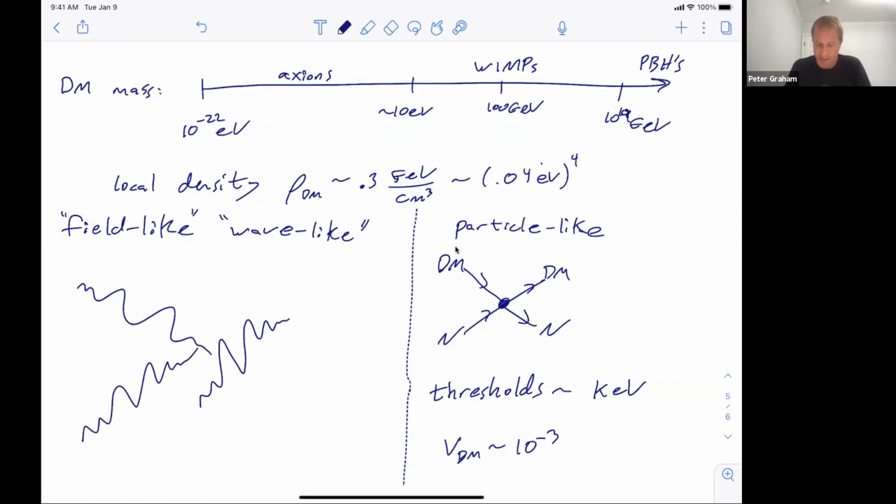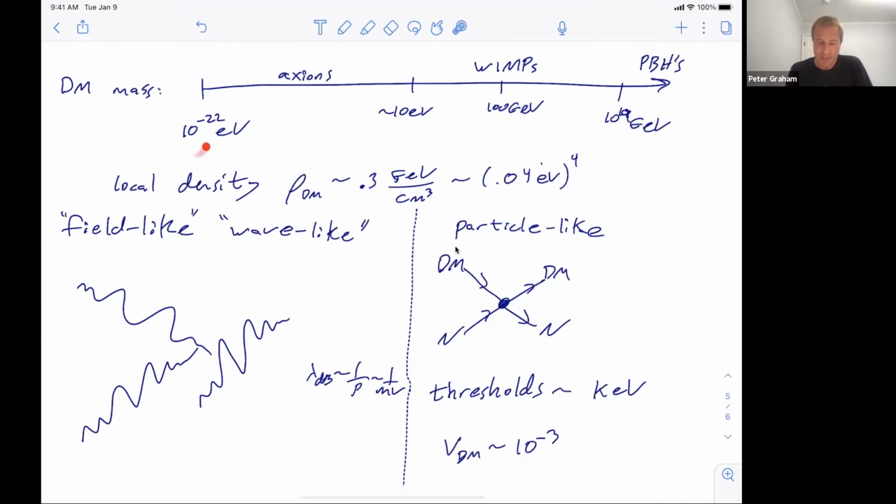Instead of being individual little dots flying around, there are all these particles, but they're quite big. It's really the de Broglie wavelength you should think about. The de Broglie wavelength is 1 over the momentum, 1 over mv. Since v is 10 to the minus 3, it's about 1,000 times 1 over m, about 1,000 times the Compton wavelength, at least locally in our galaxy.